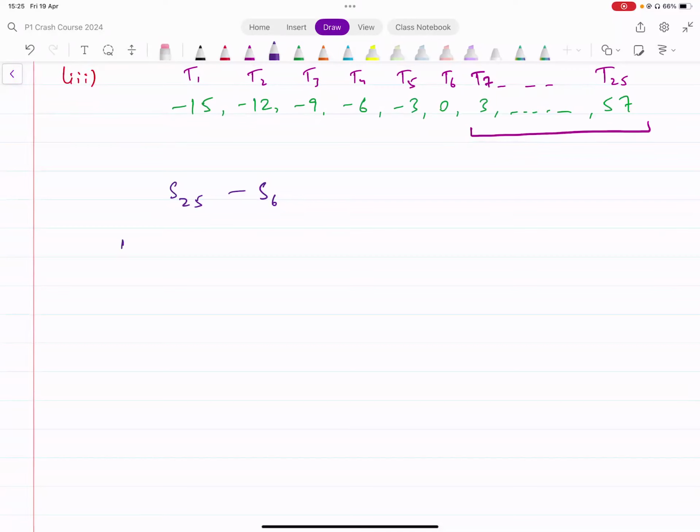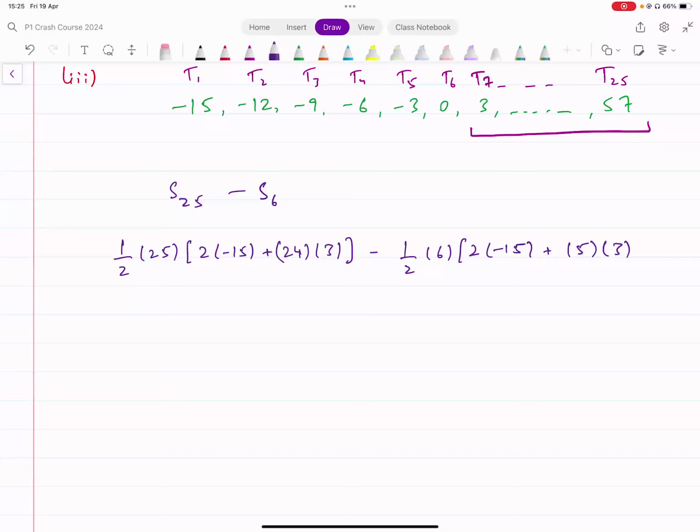It's an AP. That's half into N. That means half into 25 into 2 times A, 2 into minus 15, plus N minus 1, which is 24, into the difference, which is 3. Subtract from this 1 over 2 into 6 into 2 times minus 15 plus N minus 1. That means 6 minus 1, that's 5, into the difference, that's 3. Evaluate this and you get the result.